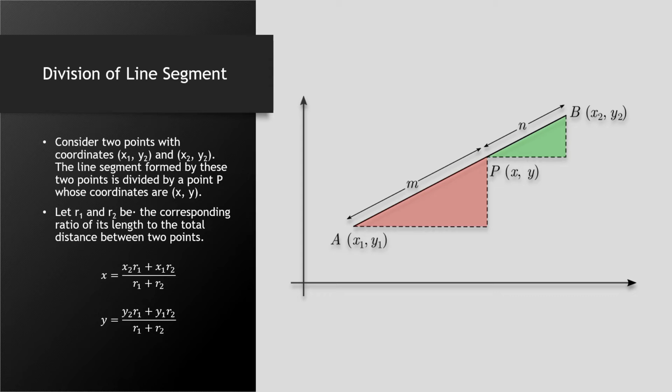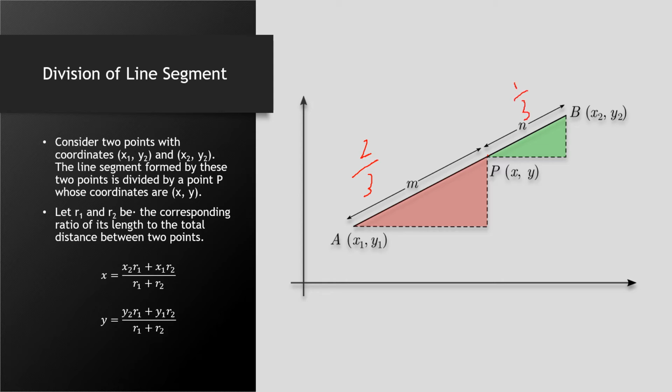So for the division of line segments, suppose that we have two points, A (x1, y1) and B (x2, y2), and a line segment formed by these two points, and we want to divide it into a certain ratio, and the division is at P (x, y). Let r1 and r2, in this case m and n, be the corresponding ratios of its length to the total distance between the two points. So what if we want to know the coordinates of the point P, which is 2/3 of the way from A to B? If this is 2/3, this is 1/3.